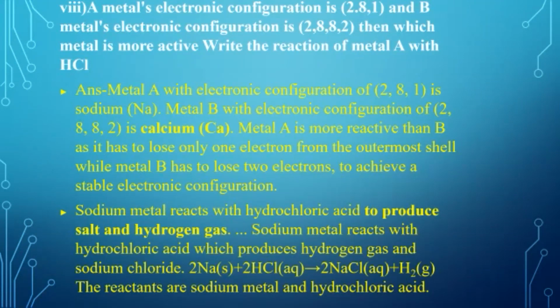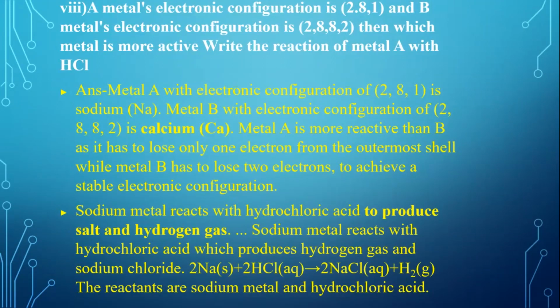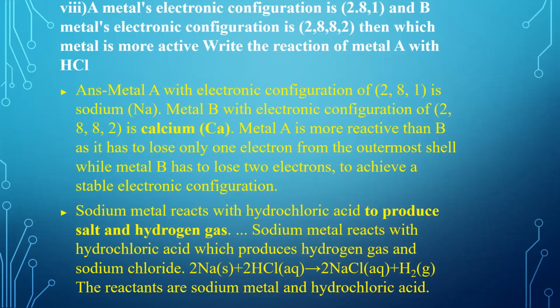2 and 2 becomes 4. So 16 and 4 becomes 20. So what is that? It is nothing but calcium, that is Ca. So metal B is calcium, Ca. See, metal A is more reactive than B as it has to lose only one electron from the outermost shell, while metal B has to lose 2 electrons to achieve a stable electronic configuration.